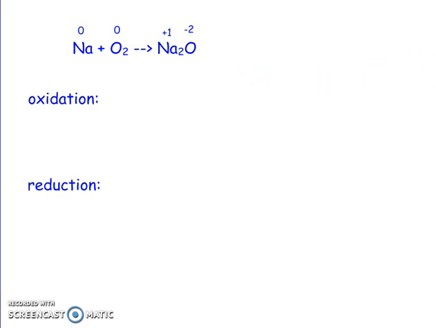So now we're going to look at what is happening to the charges. Sodium is going from a charge of 0 to a charge of +1. In order to do that, does the sodium have to gain or lose an electron? To go from 0 to +1, the sodium has to lose an electron, and losing electrons is oxidation. So we have sodium 0 turning into sodium +1, and that is going to be part of our half reaction.